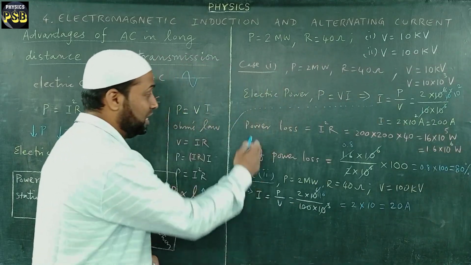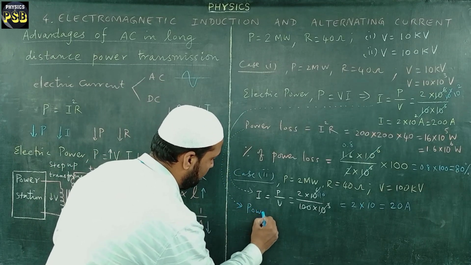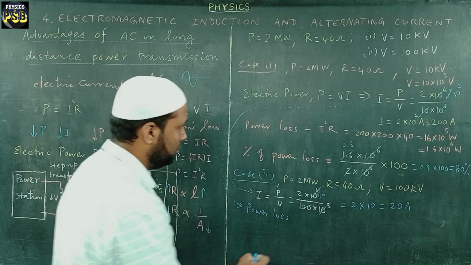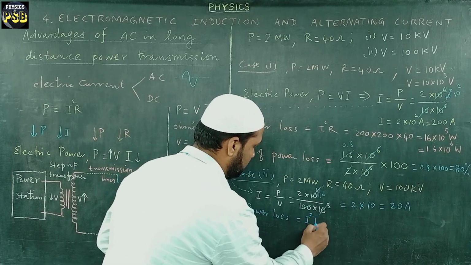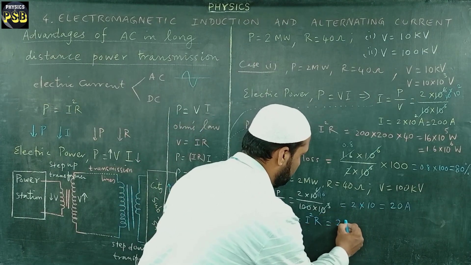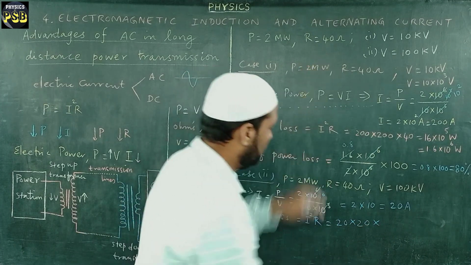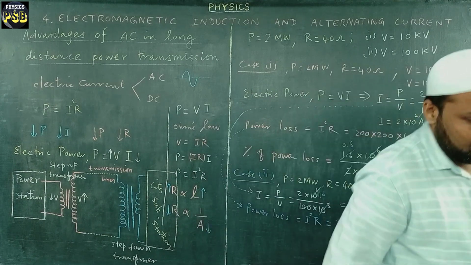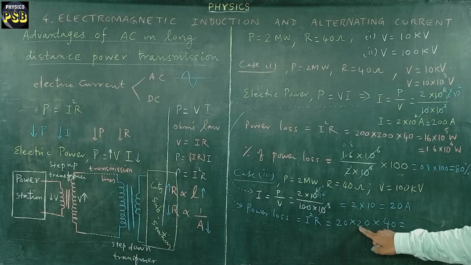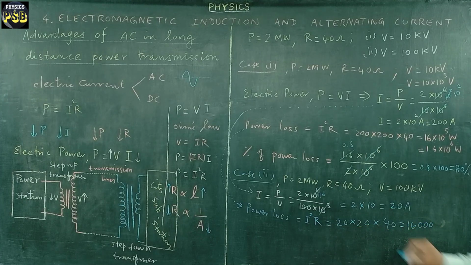Now the power loss is obtained using this power loss, I square R. This is the value of I and R here. 20 multiplied by 20. The value of R is, what is that? It's 40. So what do you obtain here on multiplication? 2 into 2, 4. 4 into 4, 16. How many zeros do we have? We have 3 zeros. 2, 3. This is the power loss, 16,000 watt. Clear?